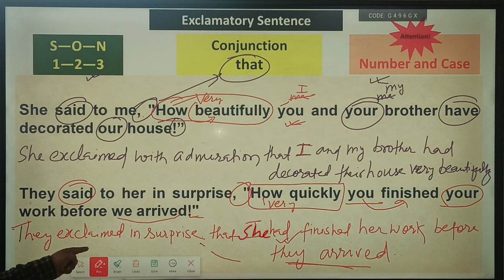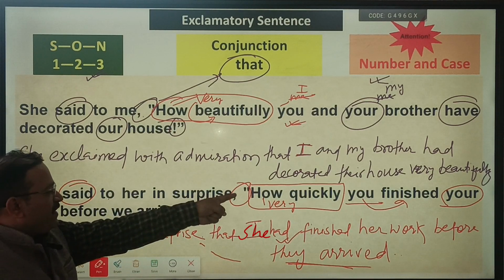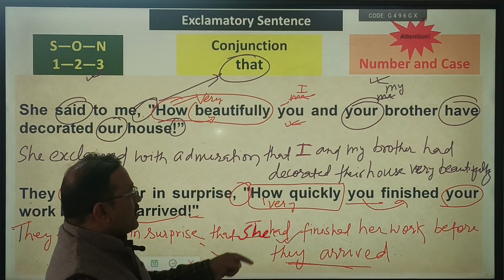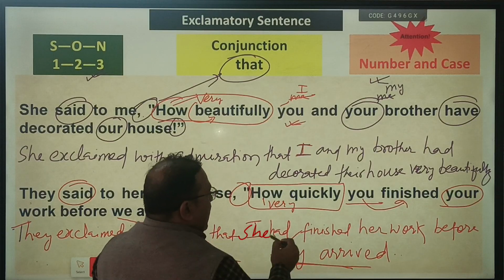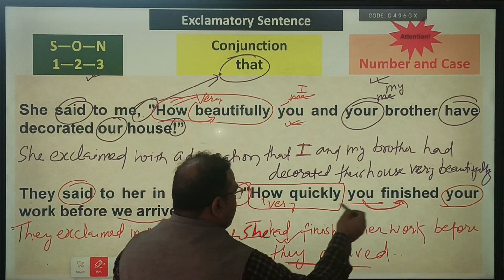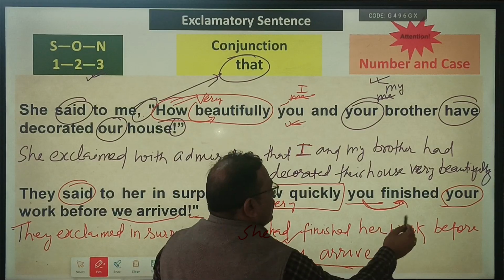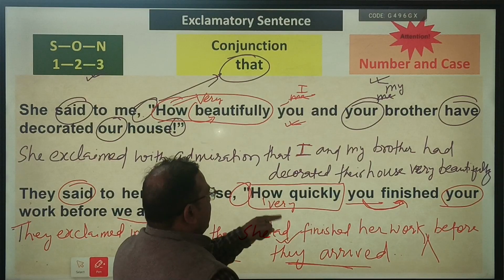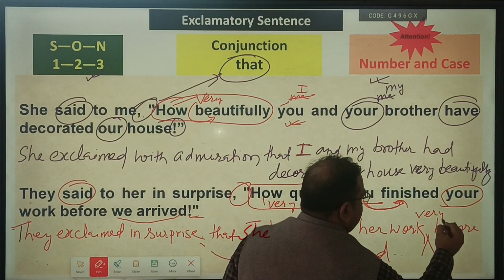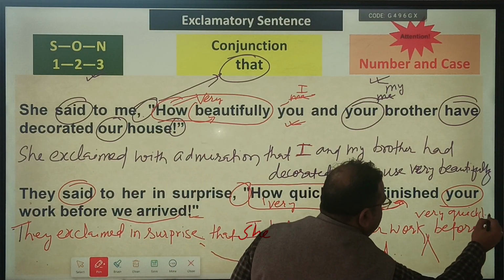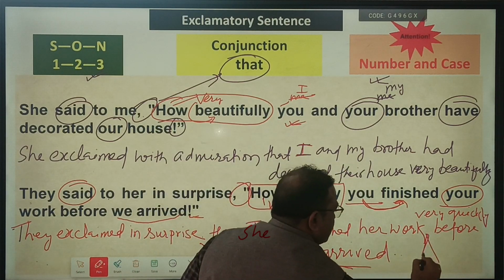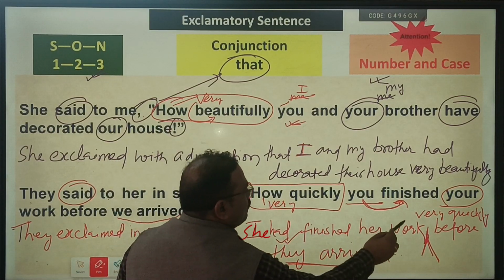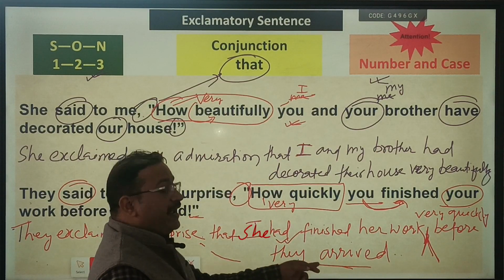they said change into exclaimed, exclaimed in surprise, in place of inverted comma that, how quickly, very quickly, sorry, how quickly. Now you change into I had finished, simple past change into past perfect. I had finished. Your change into her work. Here we have to place this very quickly. My mistake. This is the place where you have to insert very quickly. So I had finished her work very quickly before they arrived.